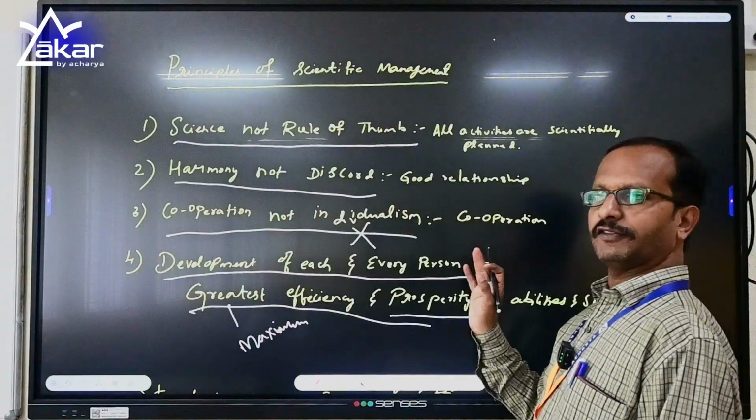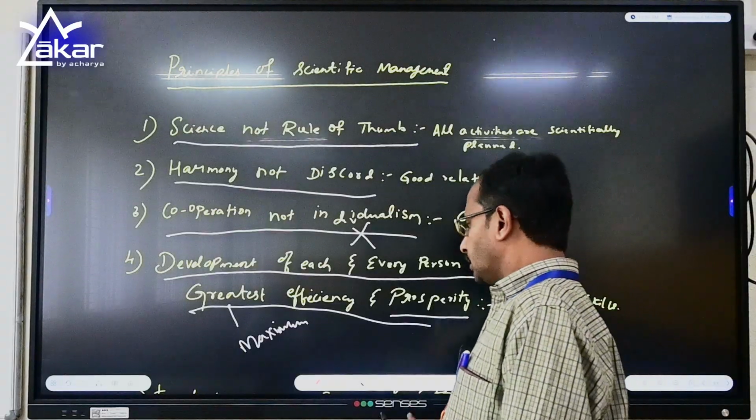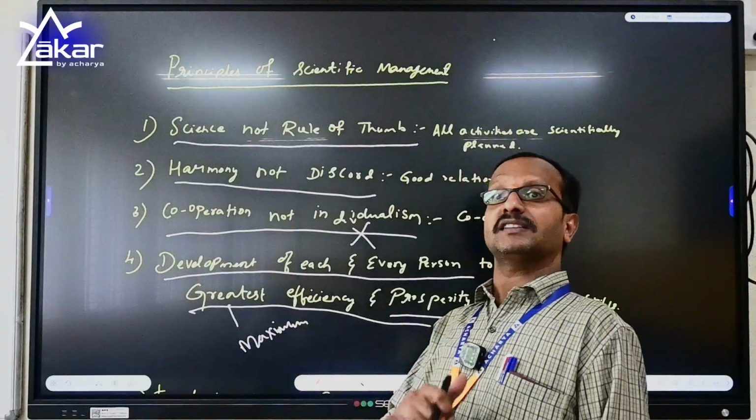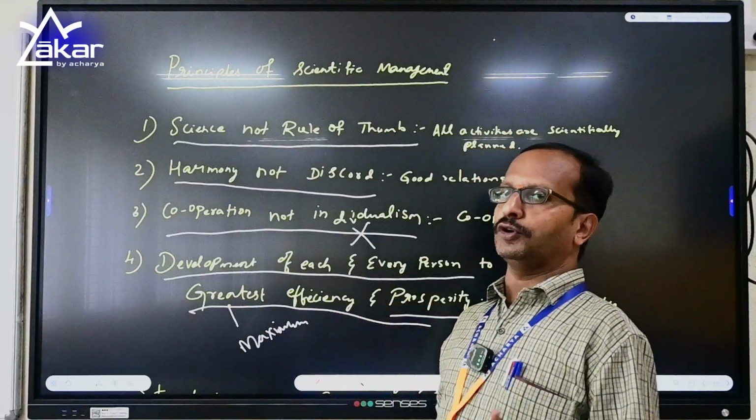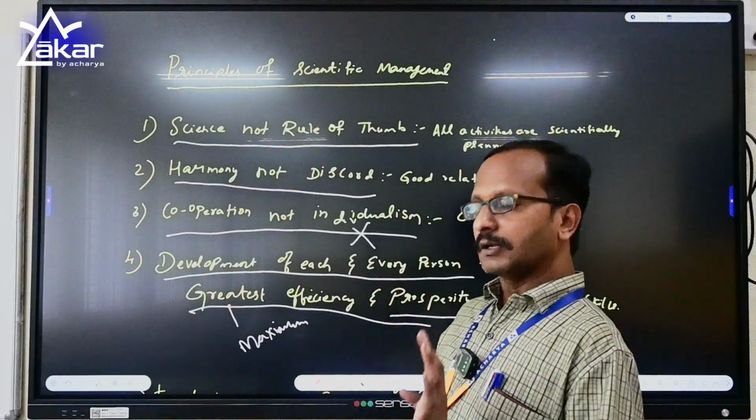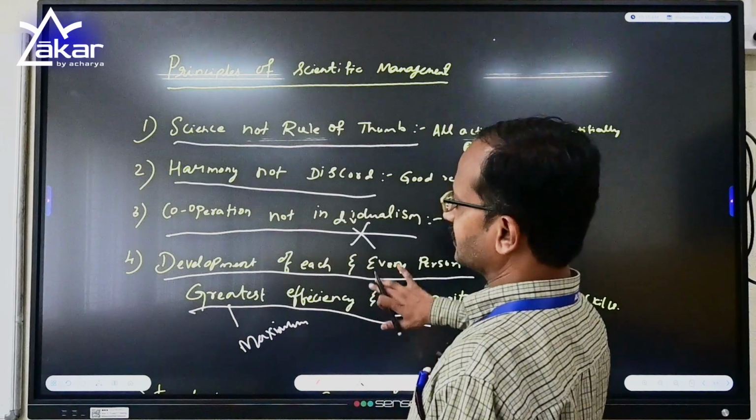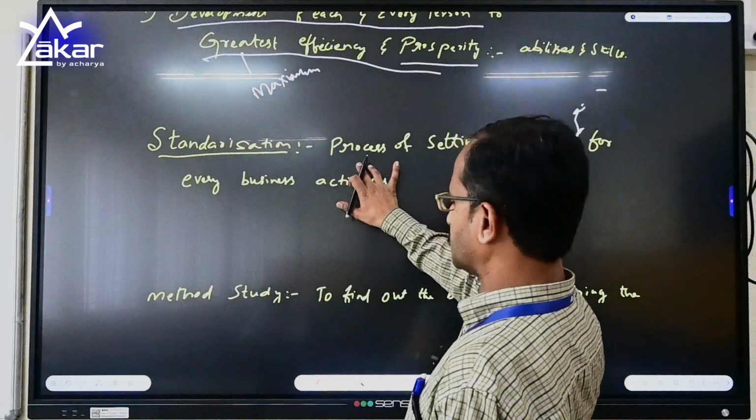So principles of scientific management we have discussed. Before we proceed to the principles of general management which Henri Fayol has given, I told you there are 14 principles. Before going to that, we will discuss some nature of the scientific management.